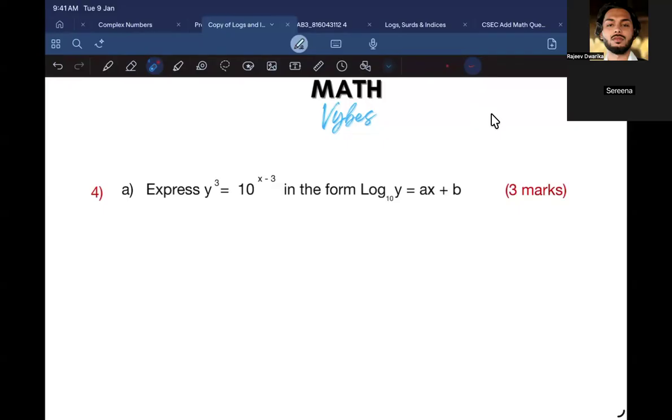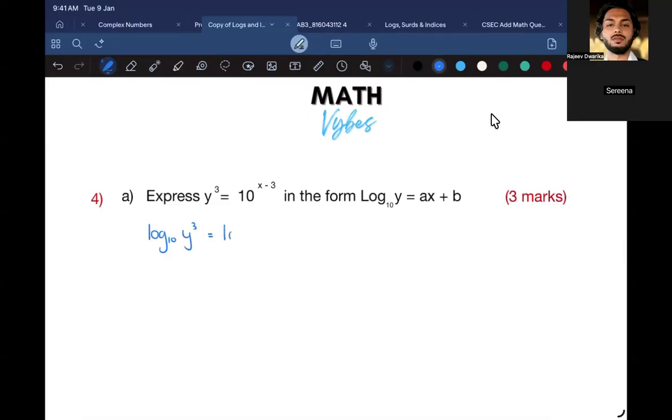Okay. Nice. So first things first, they are giving us an exponential equation, and we need to convert that into a linear form using log base what? What log base do you think we have to use? Log base 10. Yeah, we have to use log base 10. So I'm going to apply log base 10 on either side. I'm going to say log base 10 y to the power 3 equals log base 10 to the power x minus 3.